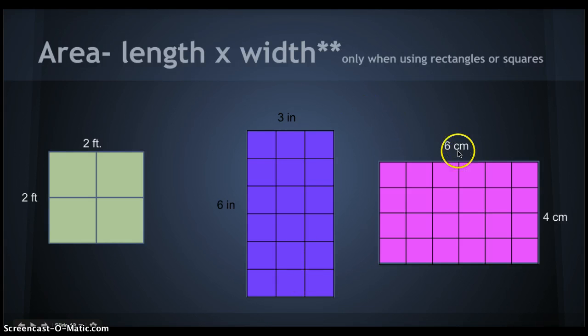In our next example, we also have a rectangle. The length is labeled 6 centimeters and the width is labeled 4. So let's plug that in. 6 times 4 is 24. So the area of this rectangle is 24 centimeters squared.